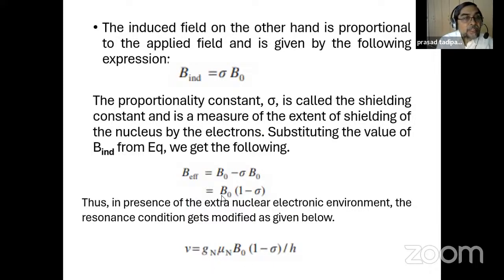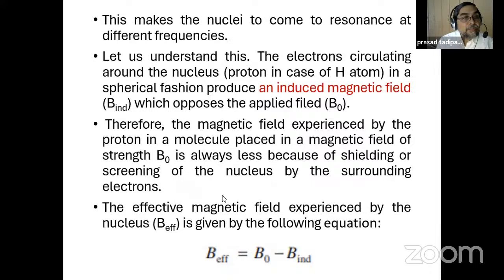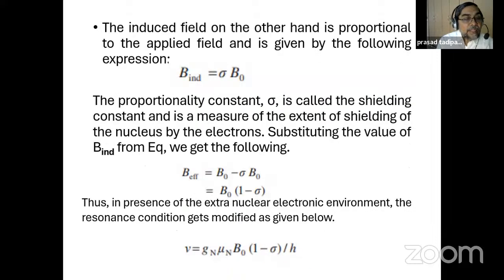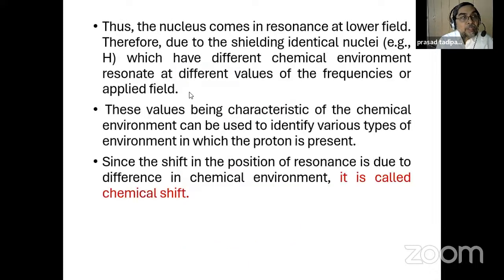The resonance condition, which was previously nu equal to Gn mu n B naught by h, will be modified to Gn mu n B naught (1 minus sigma) by h bar. Therefore, the nucleus resonates at a lower field, that is, due to the shielding of identical nuclei.